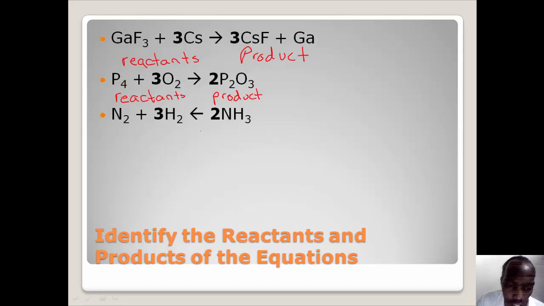Alright, now let's look in here. This time the arrow is pointing this way, and it's split up. So this side must be the reactants, because remember the arrow shows us the flow of the equation from reactants to products, and this side is the product. Plain and simple, right? Good.